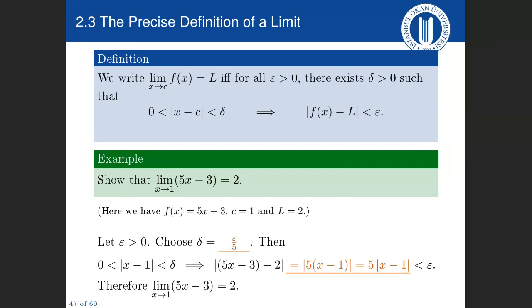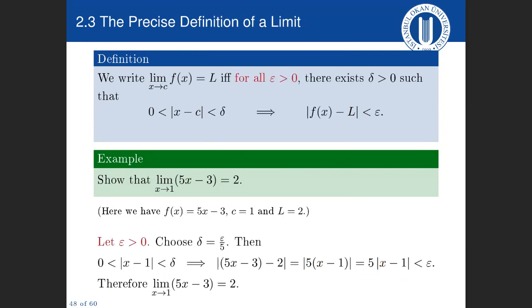And then I finished the proof. Let's just run through the parts of the definition compared to the parts of our answer. The first part of the definition was for all epsilon greater than 0. The first part of my answer, let epsilon be greater than 0. The second part of the definition is there exists delta greater than 0.